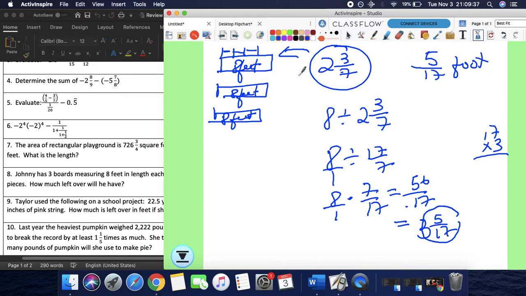So if I repeat that process with a second board, again, I'm going to have 3 pieces that measure 2 and 3/7. And I'm going to have 5/17 left over. If I do that on the third board, I cut it into 2 and 3/7, 2 and 3/7, 2 and 3/7, and guess what I have left over? 5/17. So I have 5/17 left over in each of the boards. So if I multiply that by 3, I get 15 out of 17. 15/17 of a foot left over after I finish this process.